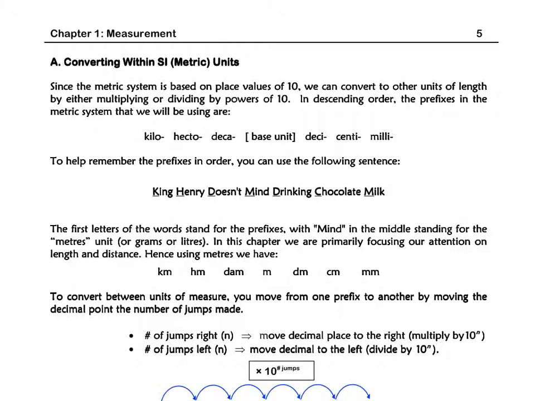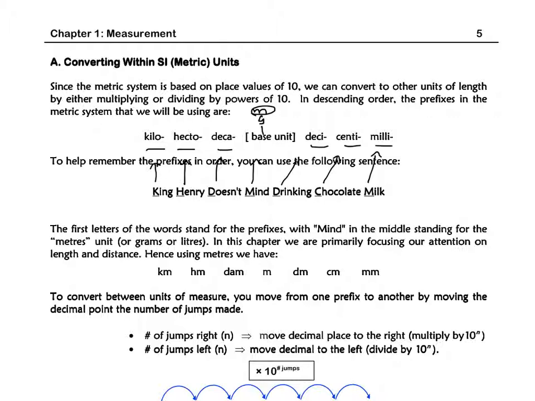The prefixes that are used are kilo, hecto, deca, and your base unit being your meter or your gram or your liter. But we're going to be dealing with the distance measures, so we're going to be using meter. And then we have the deci and the centi and the milli. So this is a little phrase you can use to help you remember: K for kilo, H for hecto, D for deca, M for meter, D for deci, C for centi, and M for milli. King Henry doesn't mind drinking chocolate milk, and the first letters of each of those words will tell you the prefixes that you need.